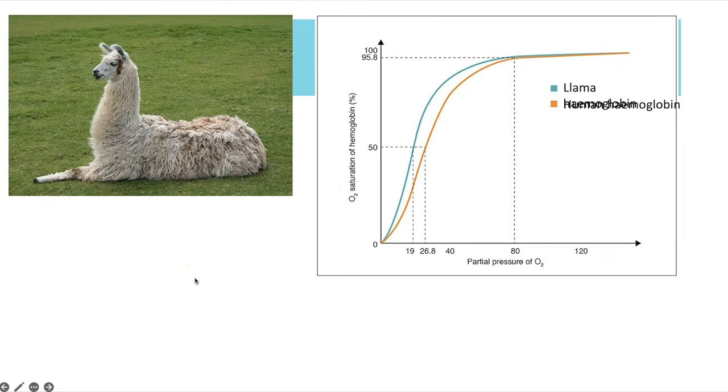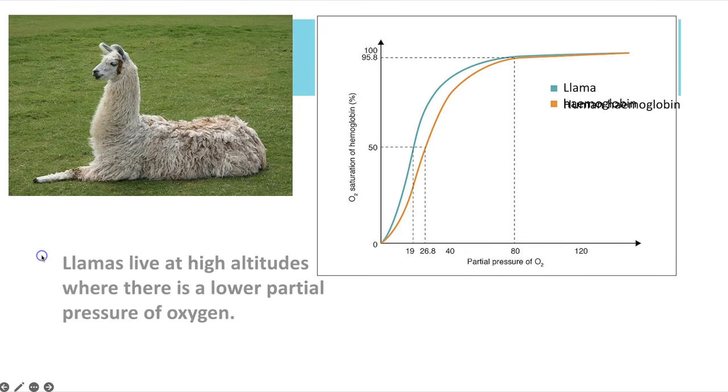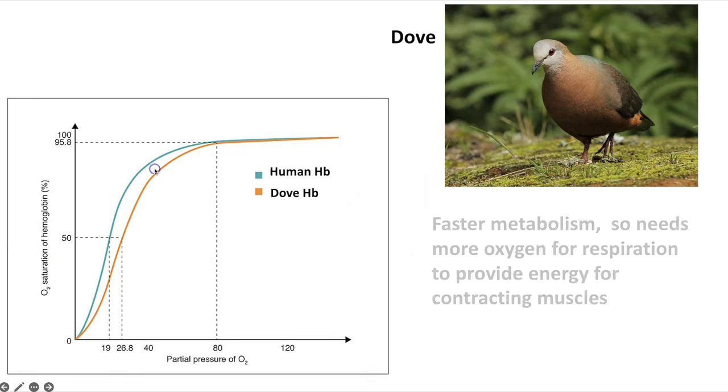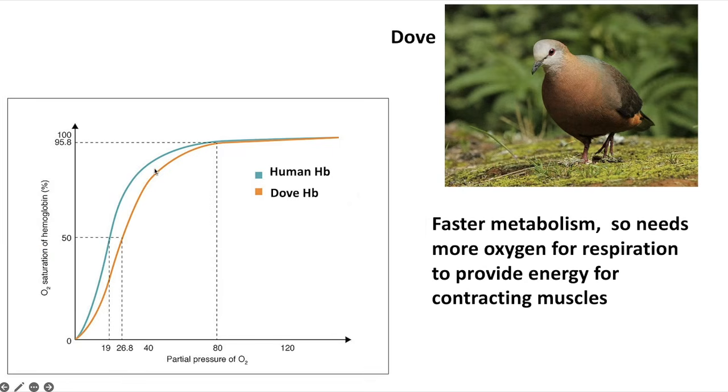Another example is animals that live at high altitude. So for example, a llama lives at a high altitude where there are lower partial pressures of oxygen in that particular environment. So a llama also has hemoglobin with a higher affinity, so that even at very low partial pressures, which is what their environment is like, their hemoglobin can still become loaded, saturated, and they're able to get that oxygen for aerobic respiration.